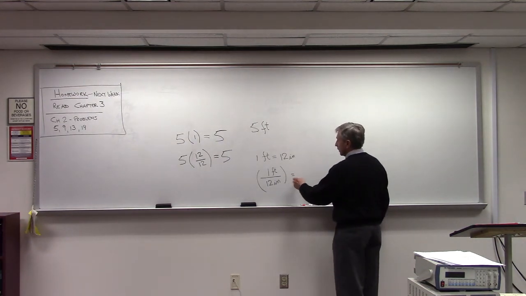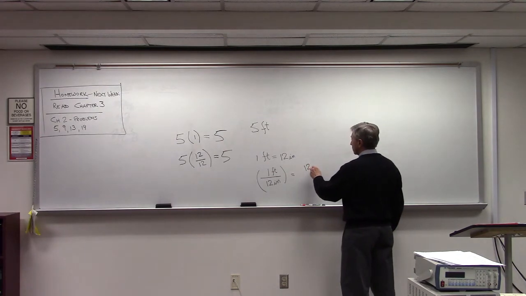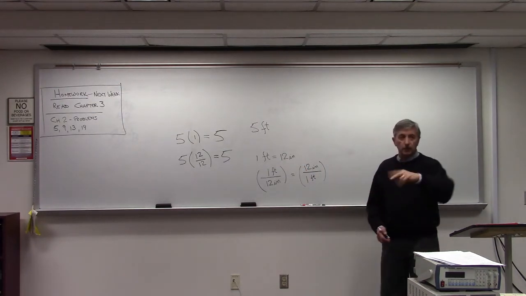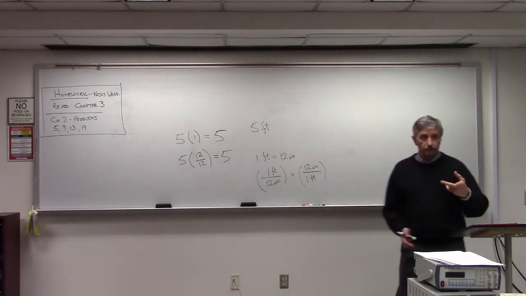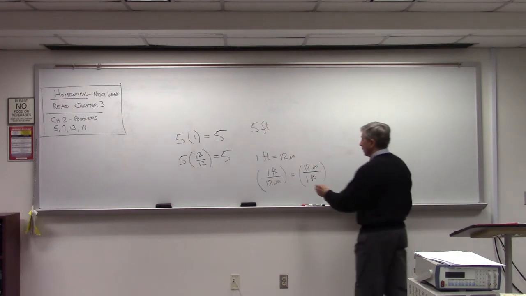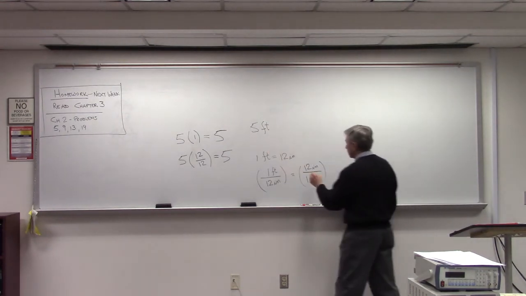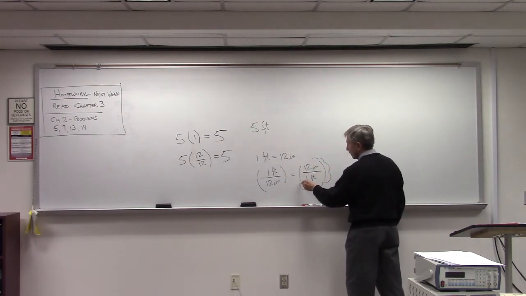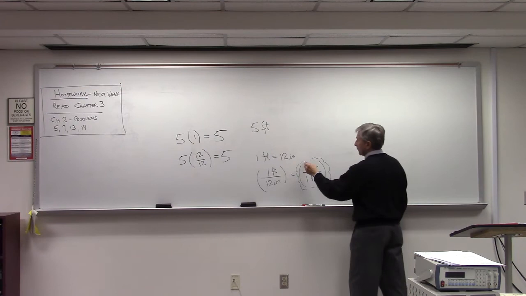By the same token, 12 inches, I can write it this way. It's equal to 1 foot. So I can flip those fractions one way or the other, and I haven't changed anything. Now, if I want to take 5 feet and convert it to inches, then I want to use this fraction here. I want to multiply that times 1.